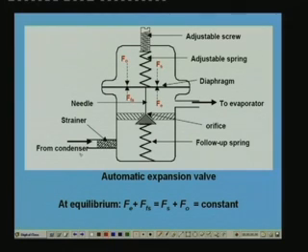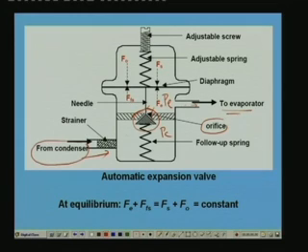So this is the inlet to the valve. Refrigerant comes from the high pressure condenser and it flows through a strainer so that no dust particle or other impurities enter into the valve. Refrigerant at high pressure enters here, and there is an orifice here. Through the orifice the refrigerant flows, and finally it comes out from the valve and goes to the evaporator. Here you have the evaporator pressure, and here you have the condenser pressure. So all the pressure drop takes place across the orifice. This is very important to remember.